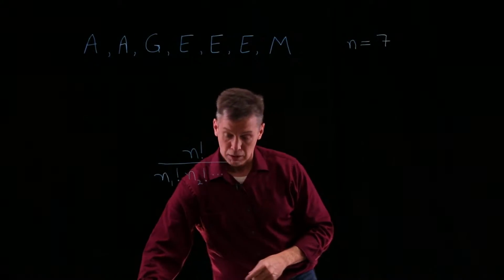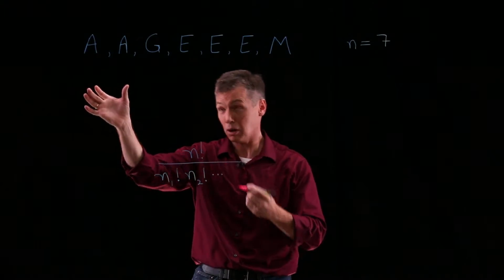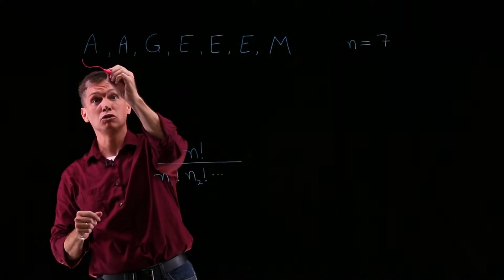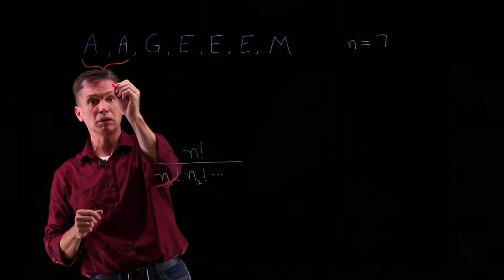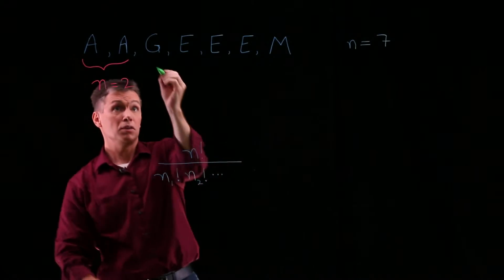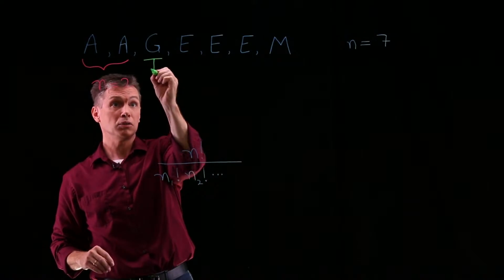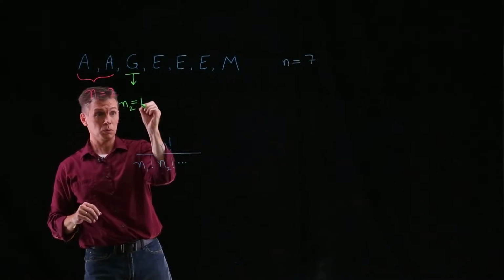More interestingly, maybe, the denominator, each of those factorials, you notice the subscripts. What you're doing is you're counting the number of different letters of the same type there are. So there are 2 different A's. My n sub 1 will equal 2. Okay? The G here, there's only one of them, n sub 2 will just equal 1.